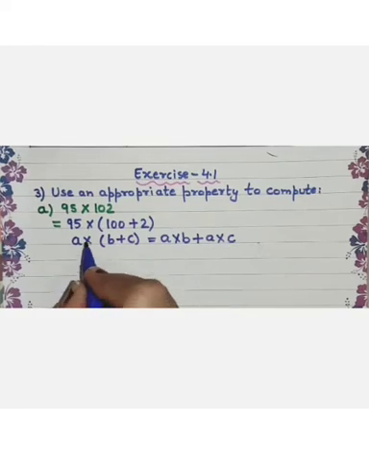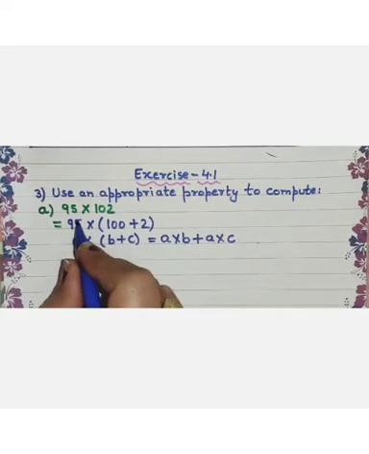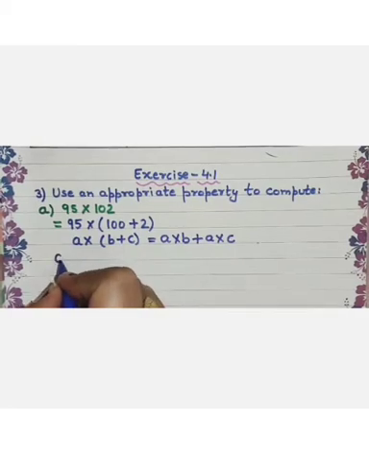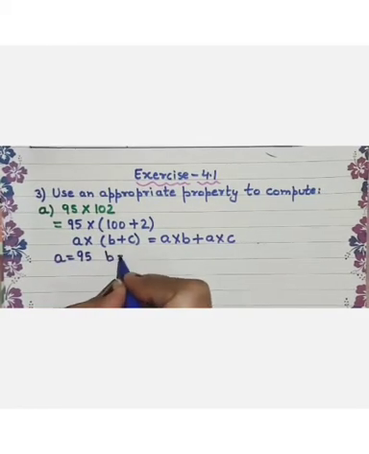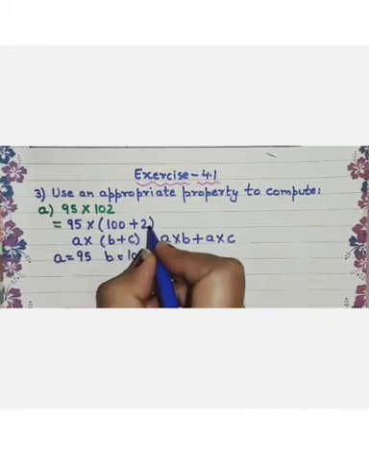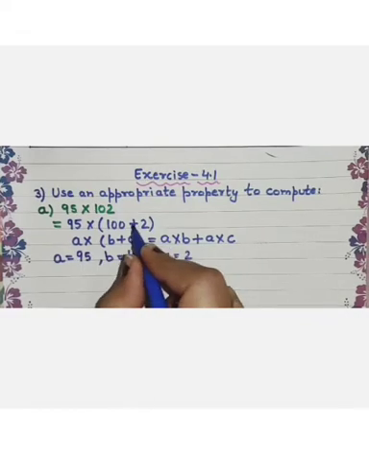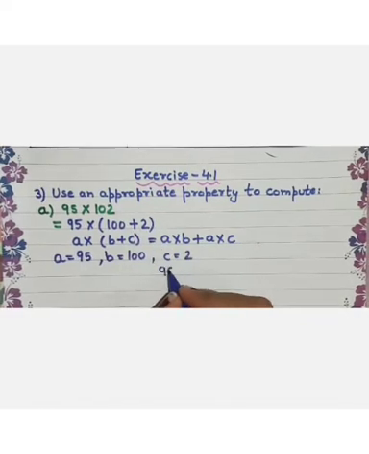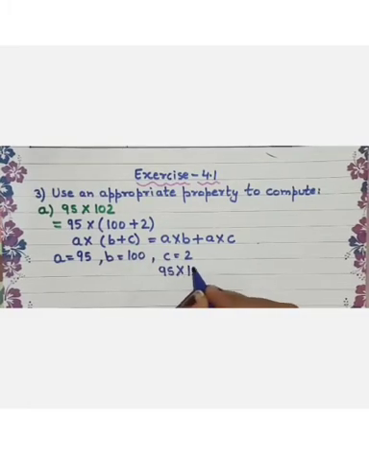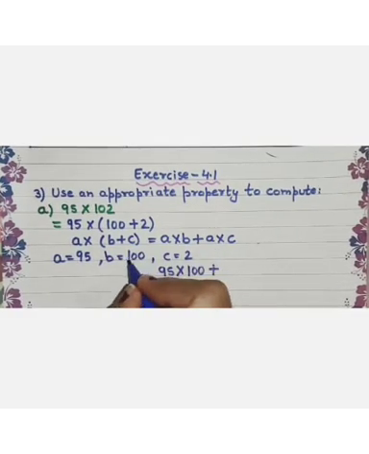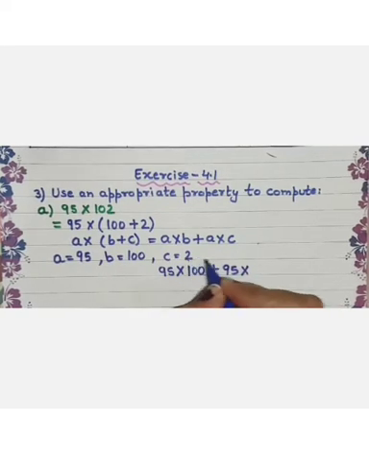Here we compare this expression with this. We get value of A is equal to 95. Value of B we get 100. Value of C we get 2. So, in place of A we will write 95, multiply, in place of B we will write 100, plus, again in place of A we will write 95, and in place of C we will write 2.